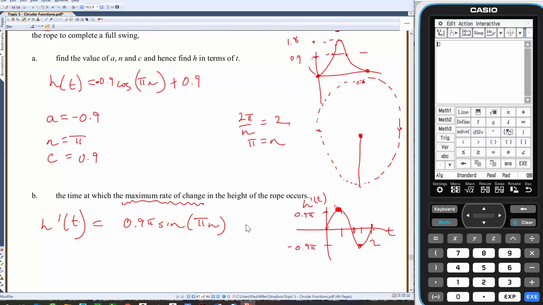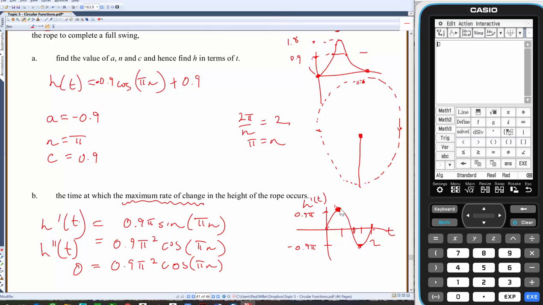Now, how can we do that? Well, another way of doing this problem is getting what we call the double derivative. So what I'm going to do is get a derivative of this. So we're going to go 0.9 pi squared, not sine again, back to cosine again, pi n. All right, now to do this, what we're going to do is find out when the double derivative is equal to 0. Okay, 0.9 pi squared cosine pi n.